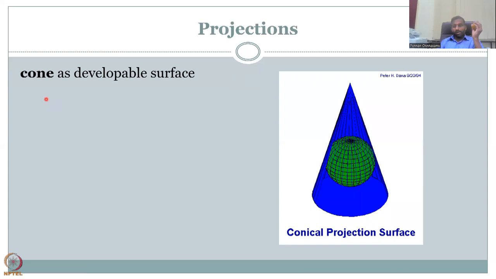Let me give you some examples. The surface also is not just a sphere and the light bulb. You could have multiple developable surfaces. So this is a conical projection surface where you put the light here, not in the center, but at a distance from the sphere, and you let the light come as a cone. When it comes as a cone, certain parts are highly distorted in terms of elongation, whereas some parts are well represented.